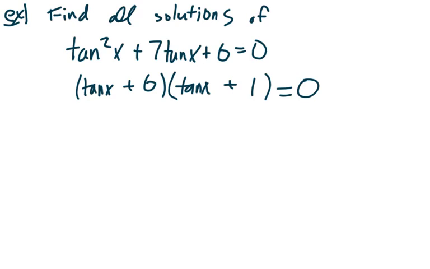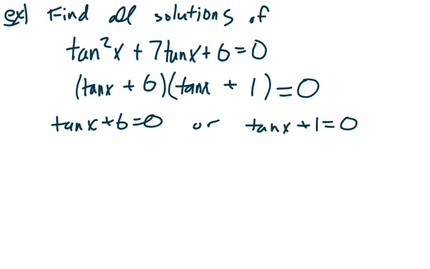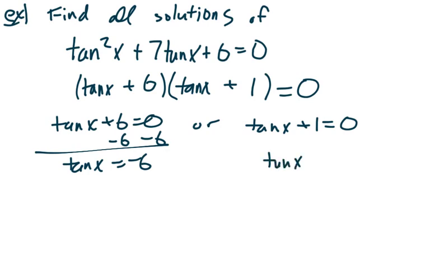Now what do we do? Now we use the zero product property to say that if the product is 0, then one of the factors must be 0. So either the first factor or the second factor has to be 0. And then you set each of these equal to 0 and you solve for the trig expression. Tangent x equals -1 or tangent x equals -6.